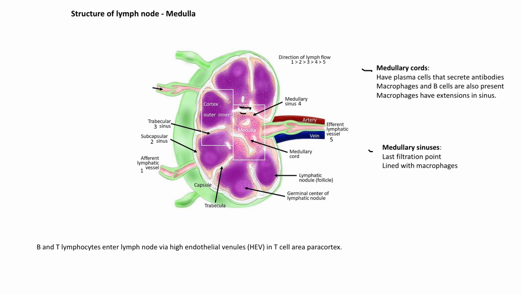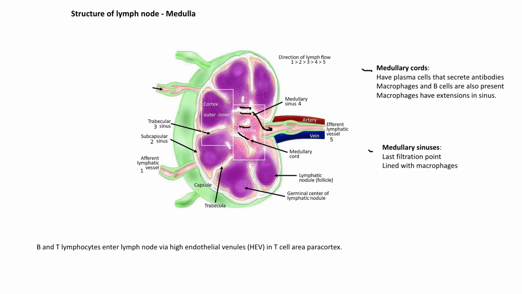Now let's see the structure of medulla. Medulla consists of medullary sinuses and medullary cords. Medullary sinuses are empty spaces that are lymphatic channels that allow passage of lymph from cortex and then lymph ultimately reaches the efferent lymphatics. Medullary cords contain different cells.